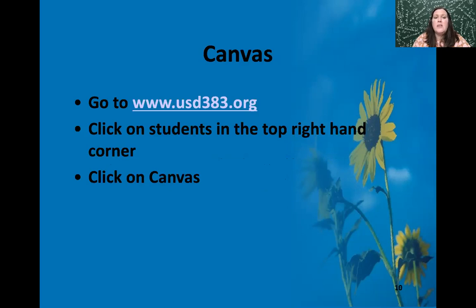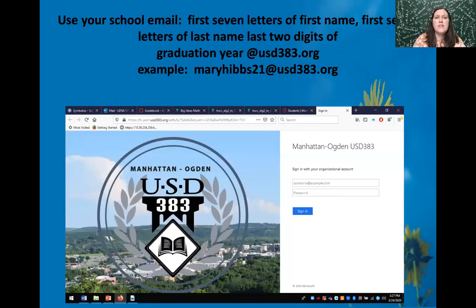Now, you hopefully all have been on Canvas because we were taking quizzes on Canvas through the school year. So you go to usd383.org, click on the Students tab in the top right-hand corner, click on Canvas. That's where you log in. Your login is your first 7 letters of your first name and the first 7 letters of your last name, followed by the 2 digits of your graduation year at usd383.org. So I gave you an example, even though my graduation year should have been 00.